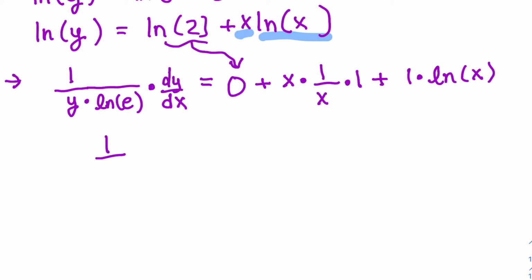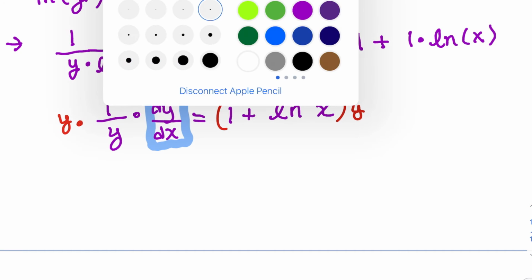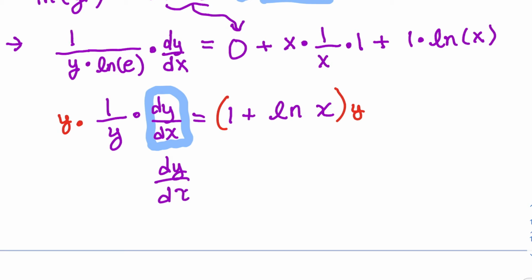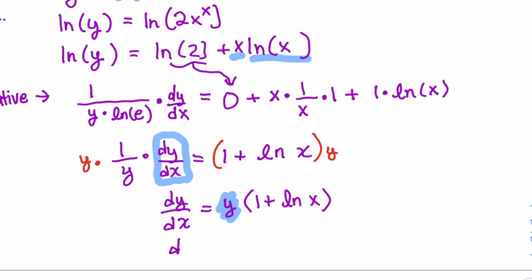Simplifying here a little bit, on the left I have 1 over y times dy/dx equals, if I multiply things together, I just get 1 plus natural log of x. Now I'm finding my derivative, so I need to solve for dy/dx. I'm going to multiply both sides by y to solve for that. And then I'm going to have y times 1 plus natural log of x. I don't really want this written with two variables, so let's go back up. y was 2x to the x power, so I'm just going to replace that back so that it's written in terms of x, and there's my derivative.